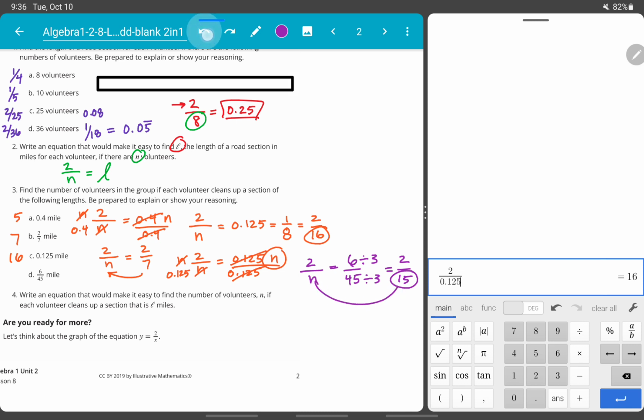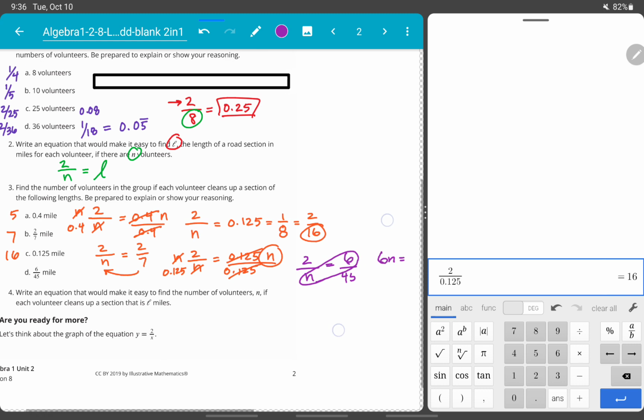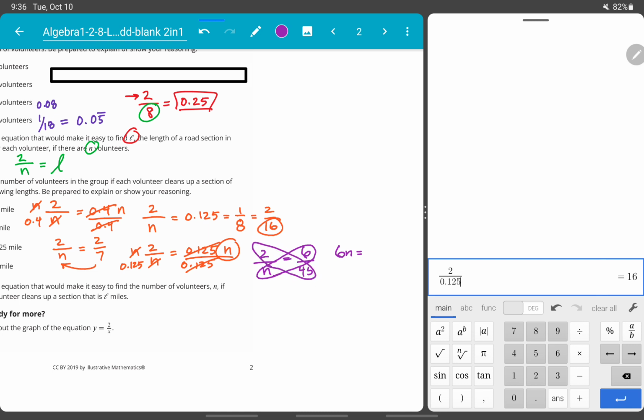If I was going to do a cross multiplying strategy, that would look kind of like this. I could do n times 6, so I would get 6n equals 2 times 45, and then we could divide both sides by 6 to make these 6's cancel off. And then we'll have n is equal to 2 times 45 divided by 6. So I'm going to do the fraction button first. Then 2 times 45 on the top, 6 on the bottom, right there. And that'll also get us 15.